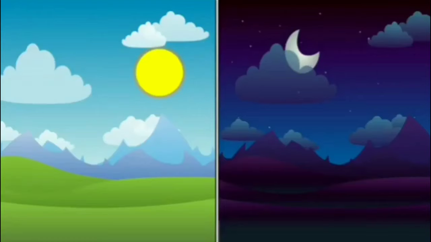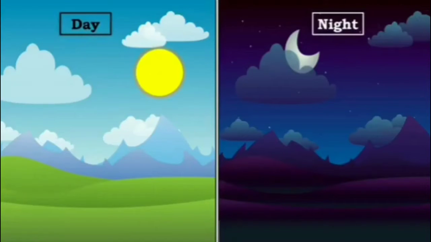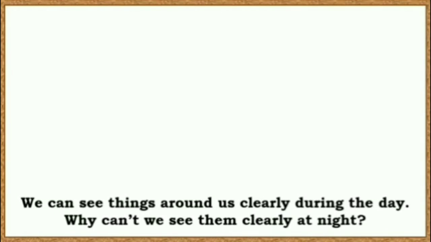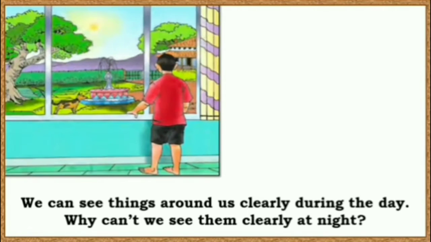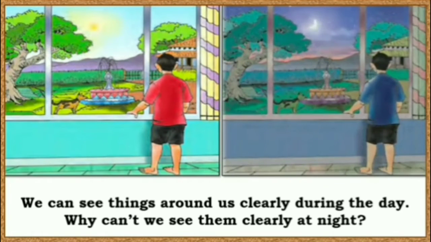What do you see on the screen? Yes, there are two pictures. One is of the day and the other is of the night. We can see things around us clearly during the day. But why can't we see them clearly at the night?